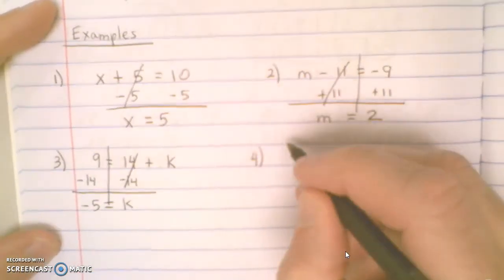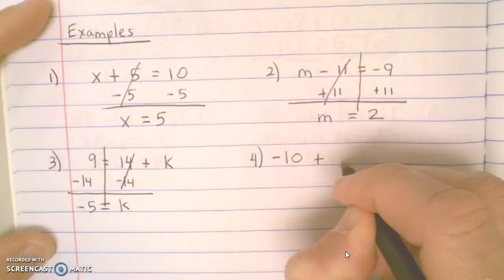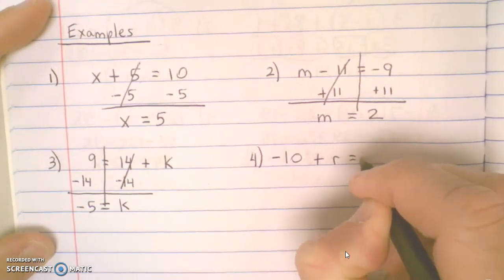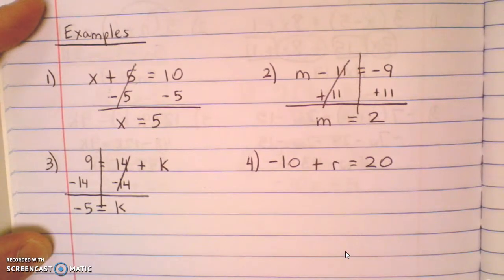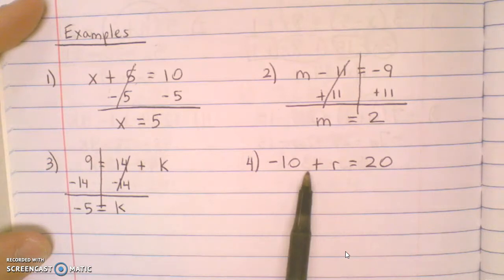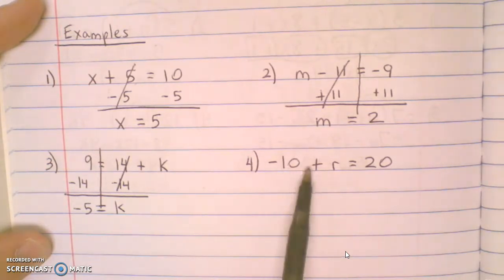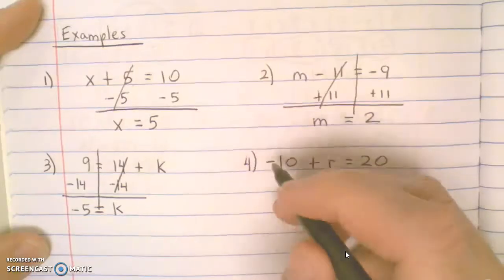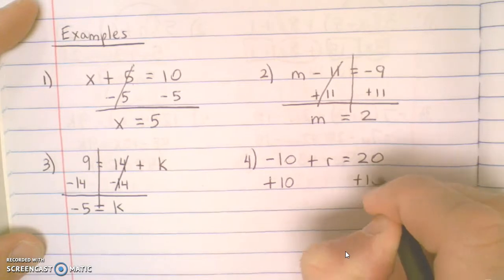Let's look at one more example. Let's say I gave you negative 10 plus r equals 20. So again, the equation looks a little bit different, but I'm still doing similar steps. I'm looking for the variable, figuring out what's happening. I'm adding negative 10, so adding a negative is like subtracting. So I have to undo subtracting 10. The undo of subtracting 10 is adding 10. So I have to add 10 to both sides.